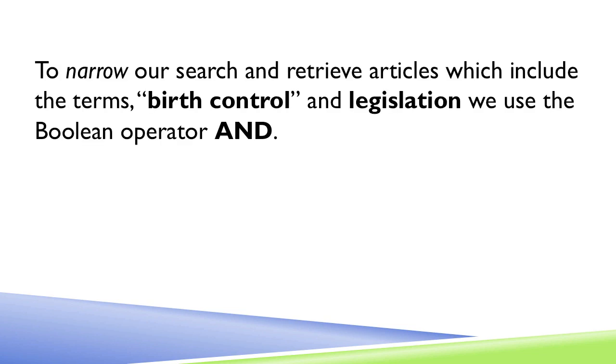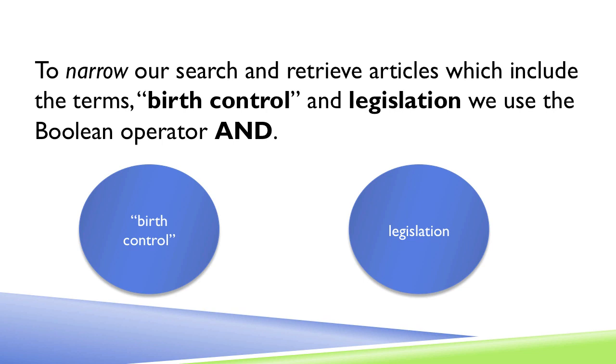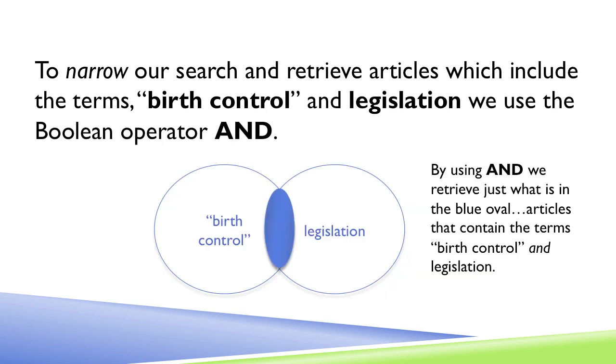To narrow our search and retrieve articles which include the terms birth control and legislation, we use the Boolean operator and. By using and, we retrieve just what is in the blue oval, articles that contain the terms birth control and legislation.